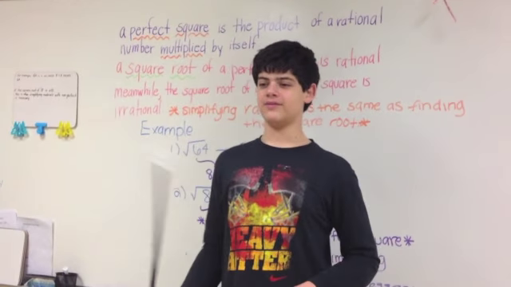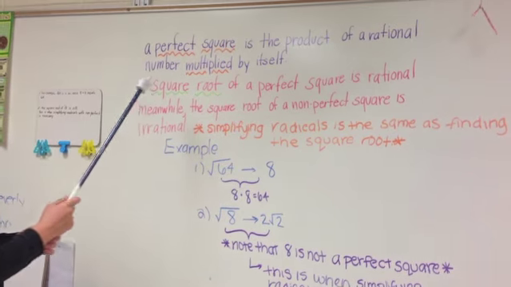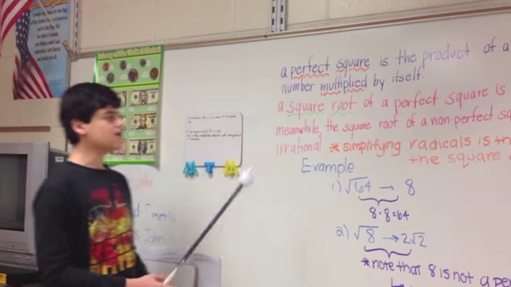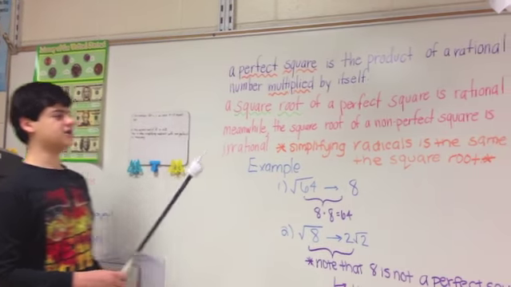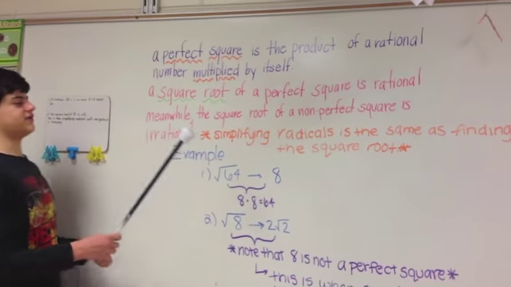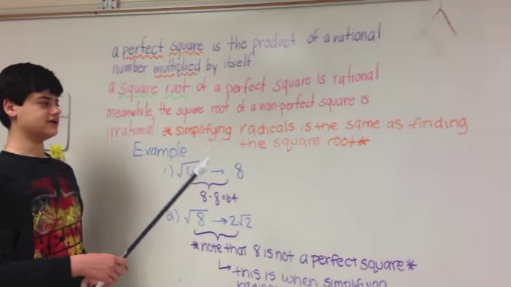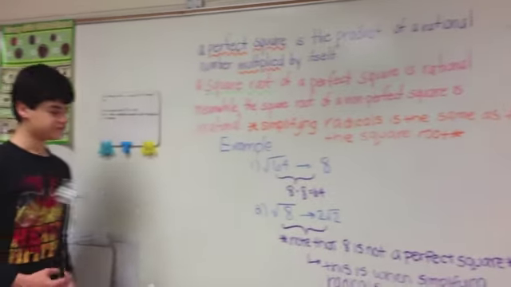Hi class, today we will be learning about simplifying radicals. A perfect square is the product of a rational number multiplied by itself. A square root of a perfect square is rational, but the square root of a number that isn't a perfect square is not rational. Simplifying radicals is the same as finding the square root.